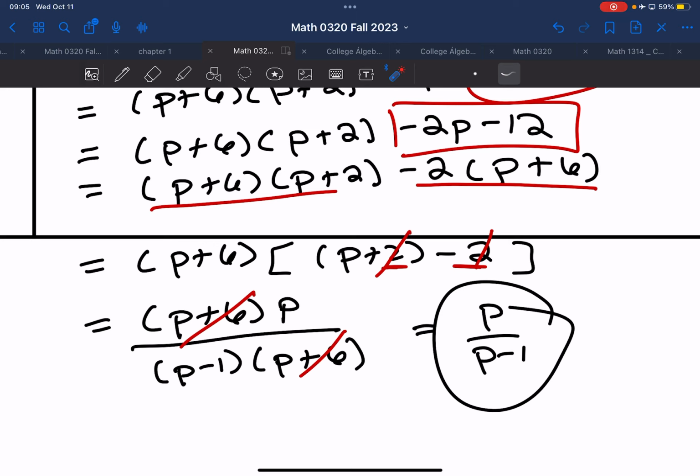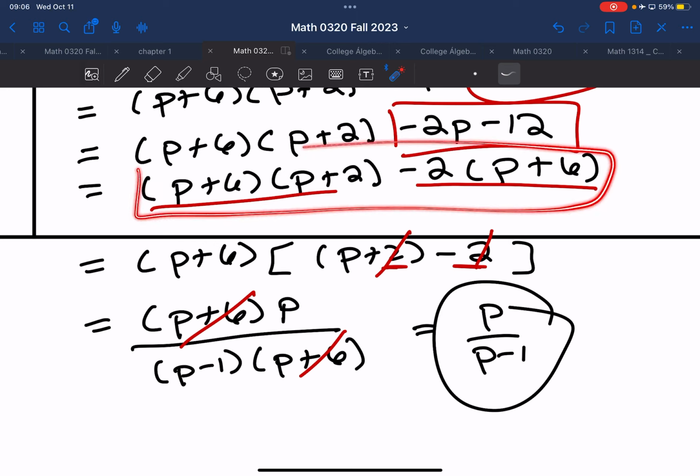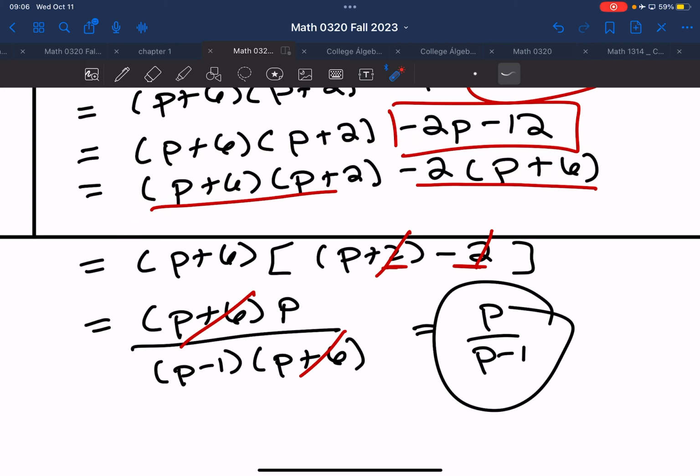Correct. Okay, gotcha. This is almost like the part in factor by grouping where you're like, okay, we do have the same parenthesis. We have the p plus 6, p plus 6. So it is that same concept.